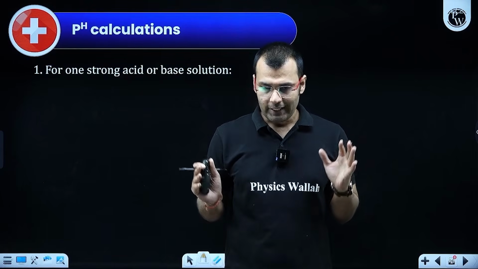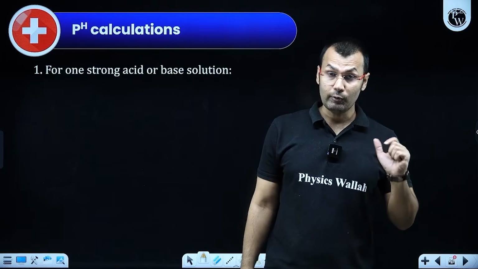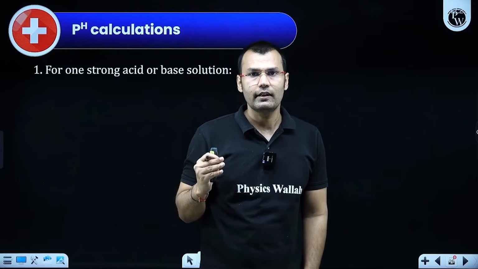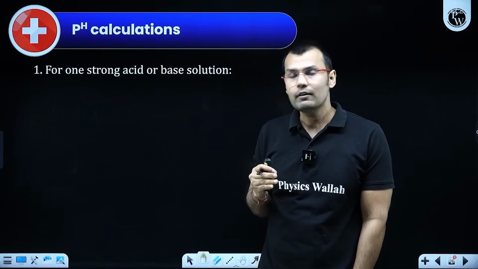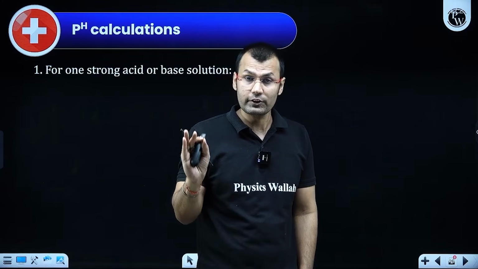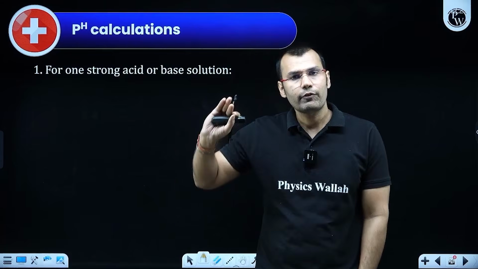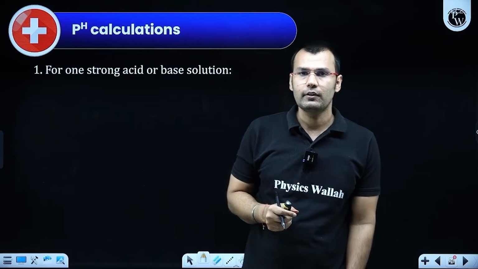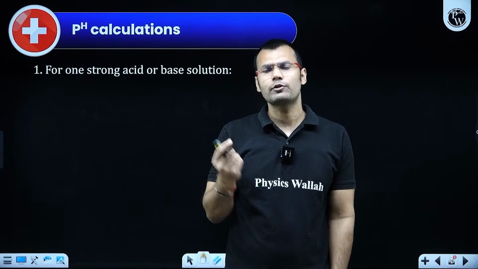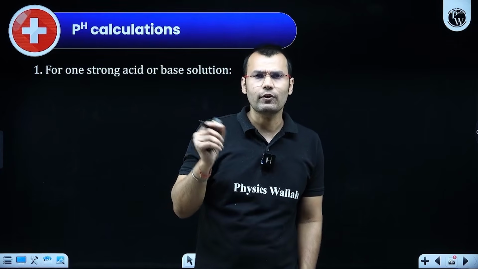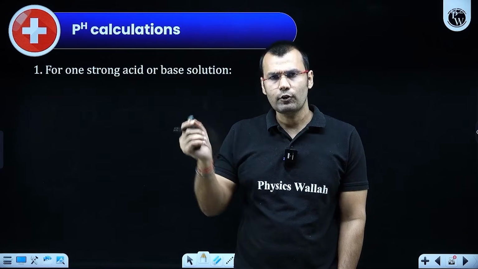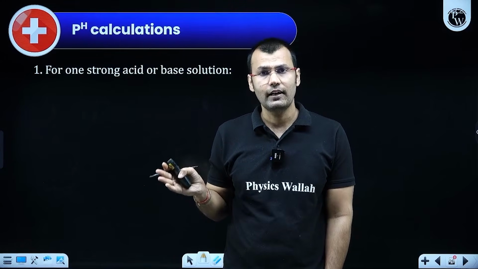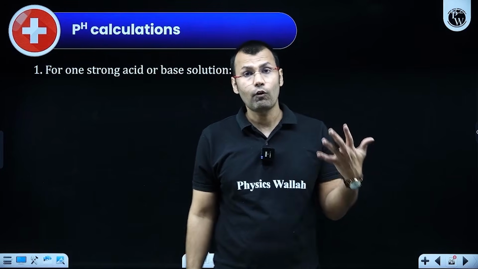Students, please note it down that the pH calculation part has subparts. pH calculation is there for different types of solution. Whenever you solve a pH calculation question, first try to identify which part the question is from: a simple strong acid solution or a simple strong base solution, a mixture of strong acid with strong acid, or strong base with strong base, or a mixture of strong acid and strong base, or a simple weak acid, or whether you have to calculate the pH of a salt or buffer.